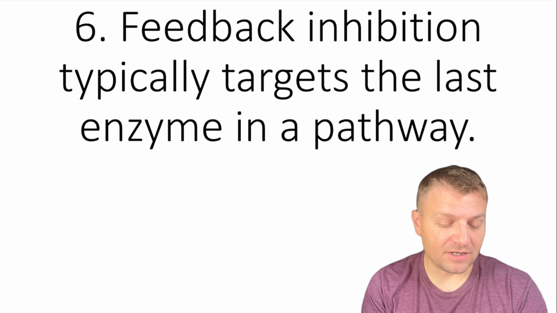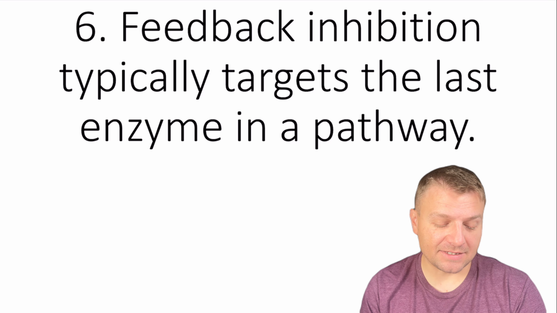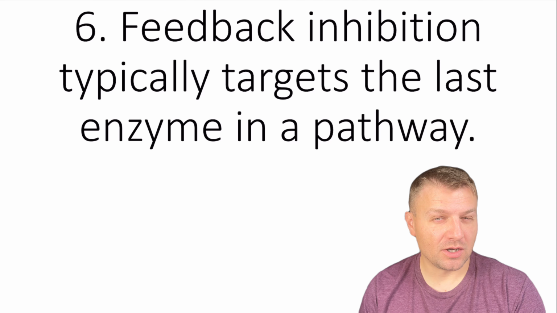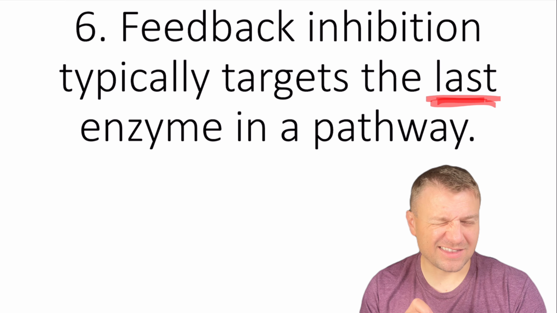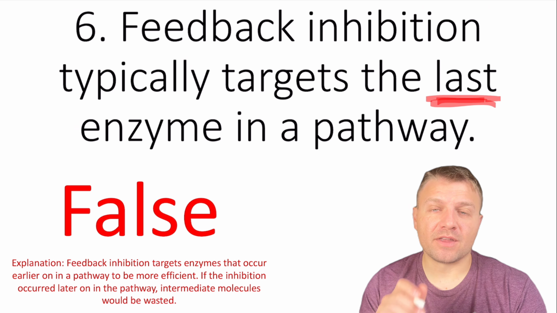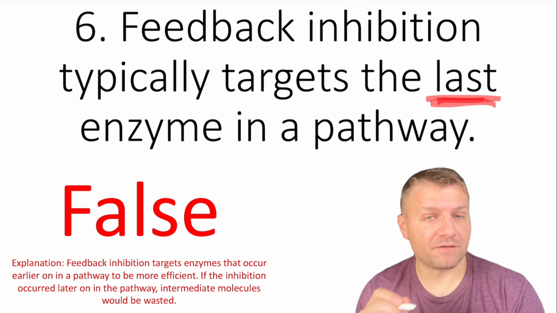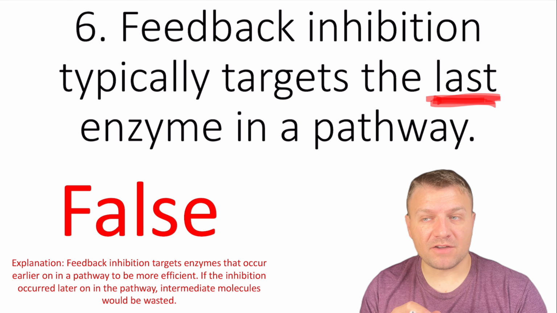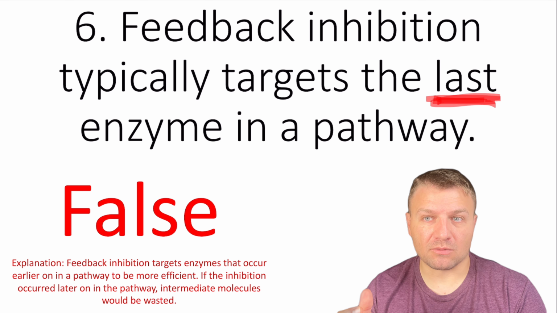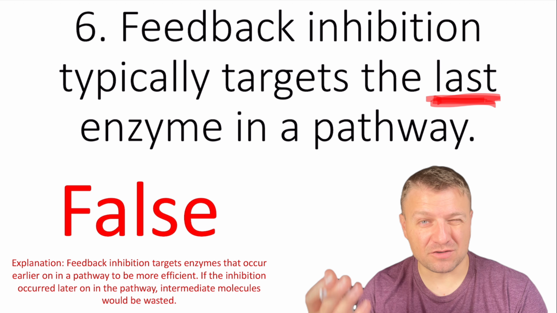Number six, feedback inhibition typically targets the last enzyme in a pathway. Is this true or false? The key word here is last. Do they affect the last enzyme in a pathway? No, they usually affect one of the first ones to be more efficient. If they affected the last enzyme, there would be a lot of intermediate molecules produced that wouldn't be used, and that's not really efficient for the cell.